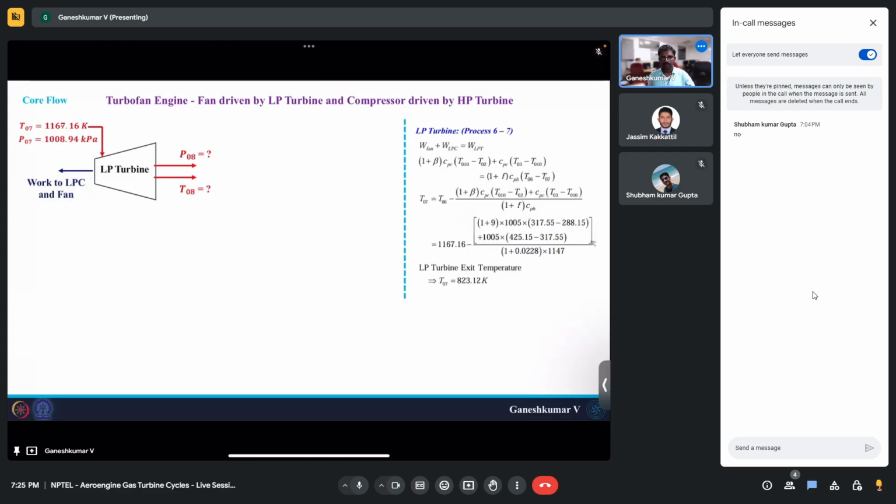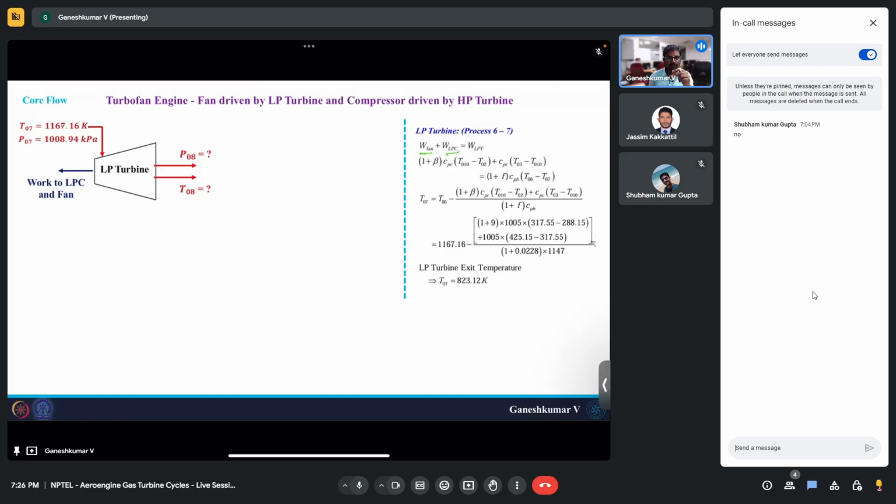Now we have LP turbine. In the problem in the week, if you see, it was driving the fan and low pressure compressor, right? Which is on the right hand side of the PPT. If you see, LP turbine is from process 6 to 7. Here in our case, the LP turbine is the process from 7 to 8. Okay, there is some station number difference, but basically the LP turbine drives the fan and the compressor.